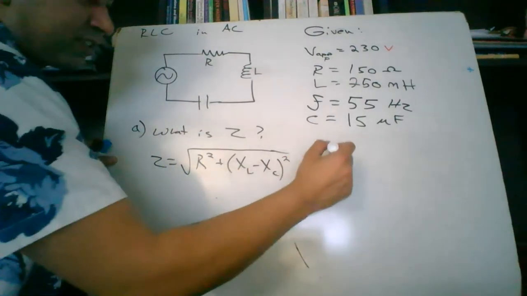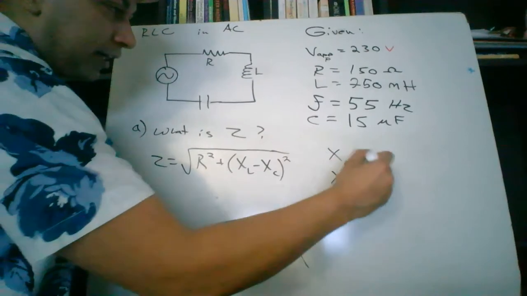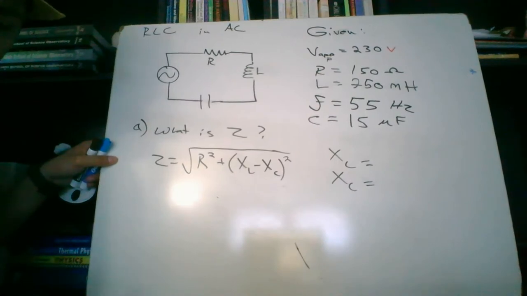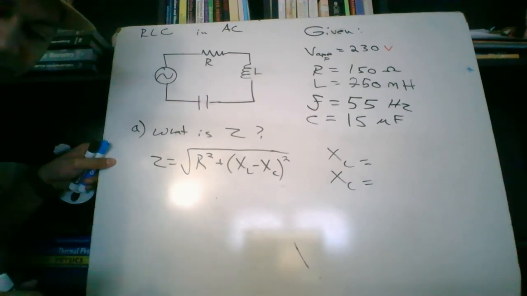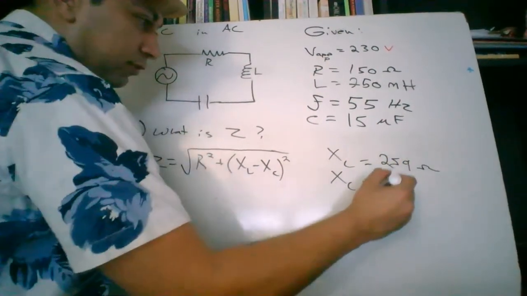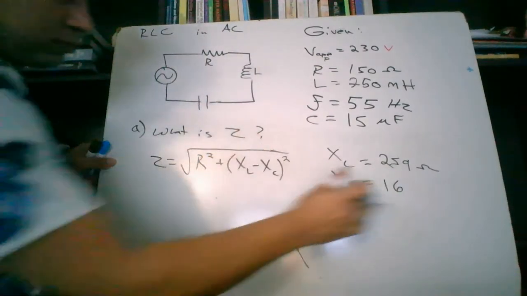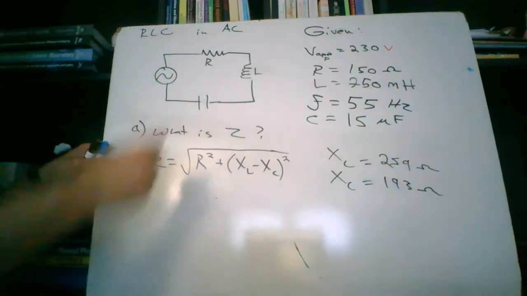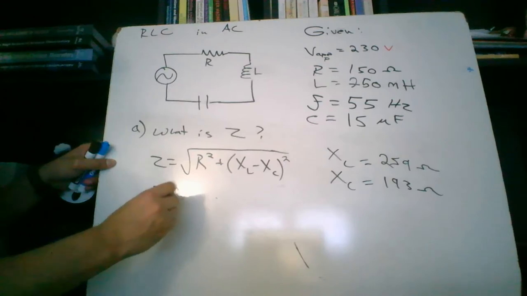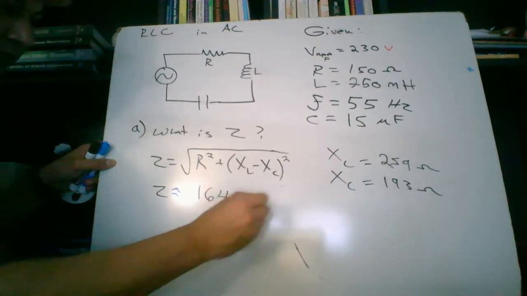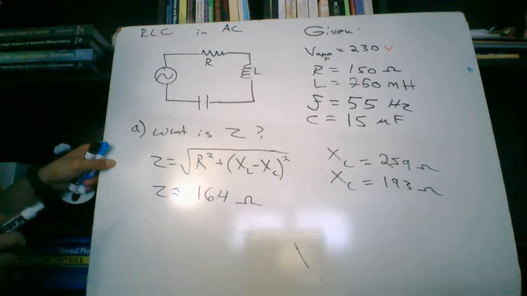Really quickly, though, let's just put our numbers in. XL and XC, we already got from the last two parts. So XL was equal to 259. And XC was 164? That was way off. 193 ohms. So you plug it into here and you will get Z is roughly 164 ohms. Good. Let's keep going. So we got 164 ohms, and then we're going to do part B, C, and D.